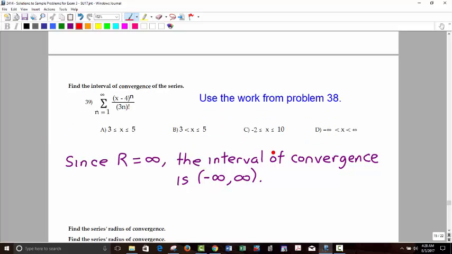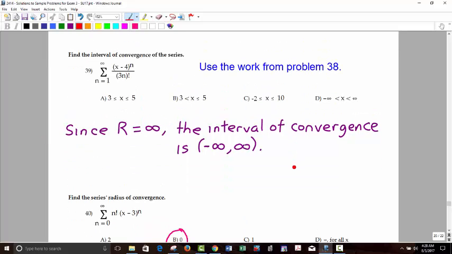Okay, so that's what the next one is taking on, is just using that other. So there really wasn't much work here. Once the radius of convergence is infinity, that means the interval is all real numbers.